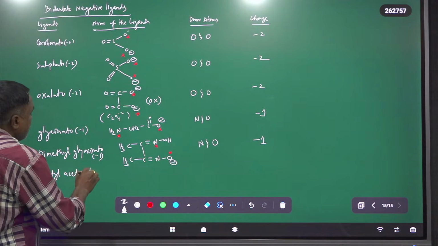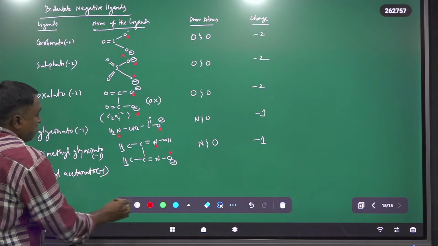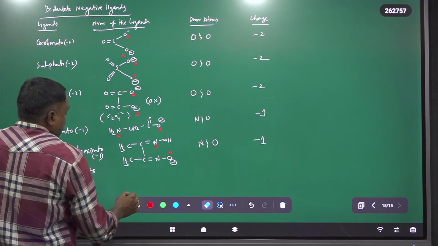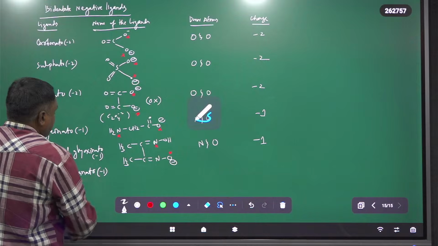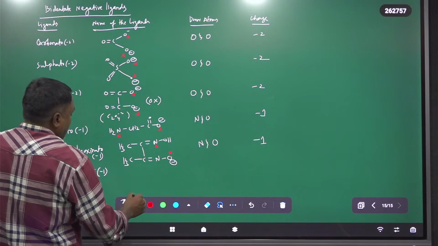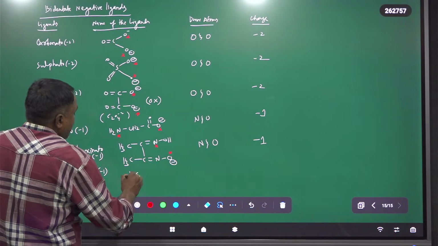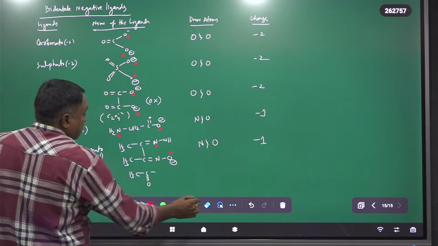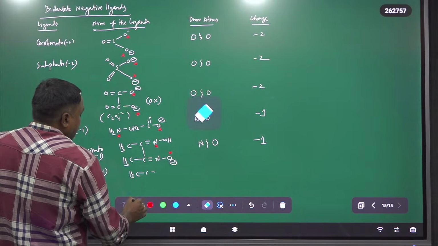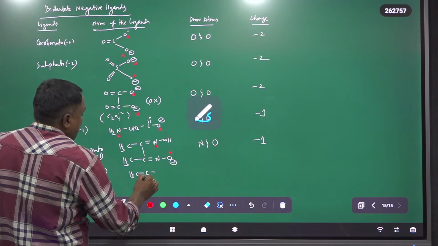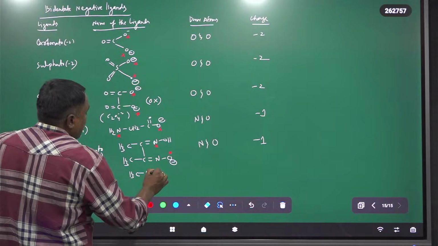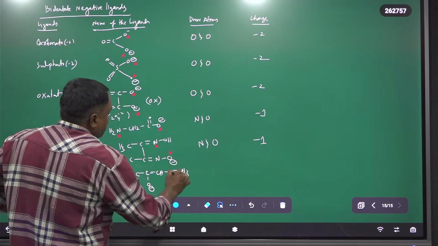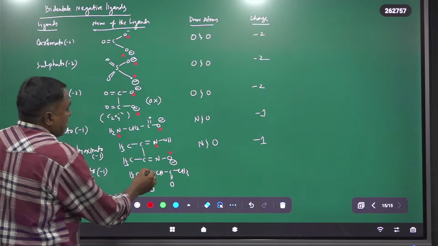Acetylacetonato is also -1. So what is the acetylacetonato? CH3 C double bond O, then CH3 C O minus double bond CH CO CH3. So this is the acetylacetonato.